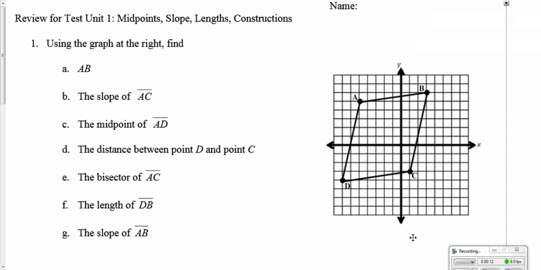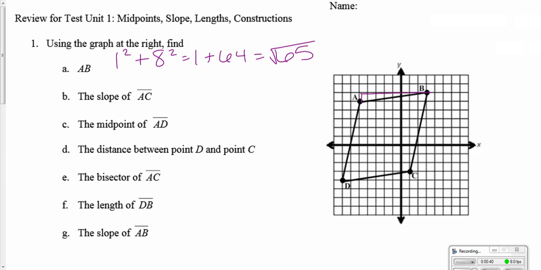All right, so number 1, it says using the graph at the right, and we're first finding the length of AB. So if I have a graph, I'm going to use the Pythagorean theorem. So I go up 1 and over 8. So I have 1 squared plus 8 squared, which is 1 plus 64, which gives me 65, and then I have to square root that since this is the Pythagorean theorem, and that gives me the square root of 65. You can leave it that way, or it's also equivalent to 8.0262.